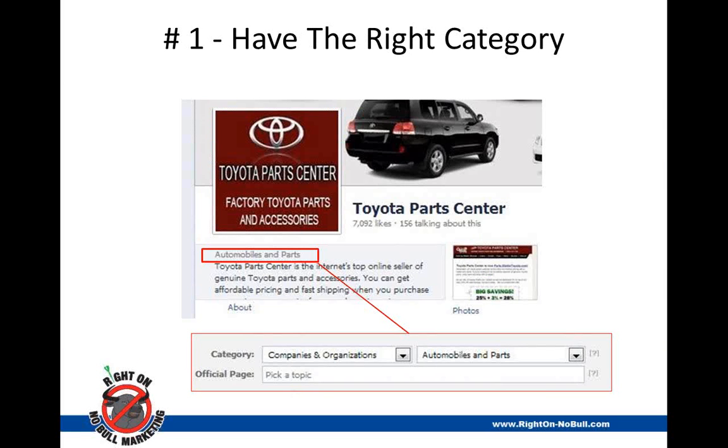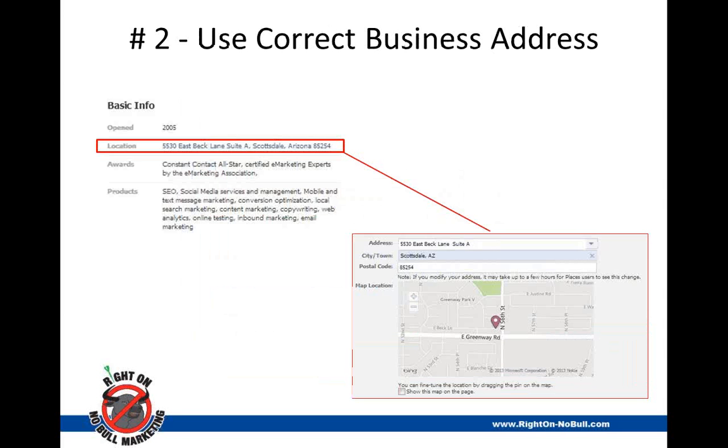First one, make sure you properly categorized your business. There are category settings within your business profile on Facebook. You want to make sure that you have yourself listed in the right category. That's your first step. Number 2, you want to use your correct business address, and this is critically important.